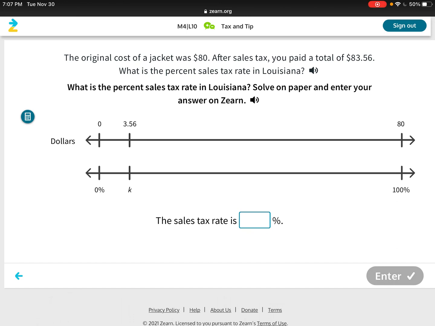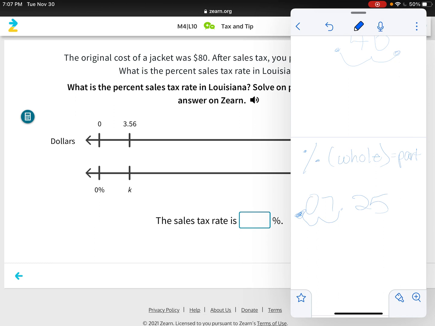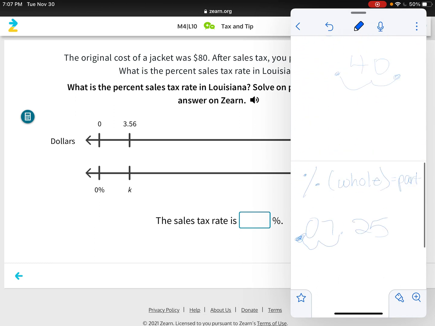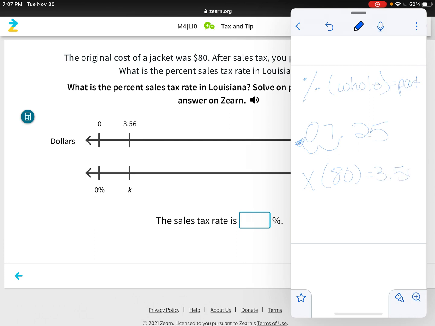Okay, so for this one, they're going to make us do this whole equation without filling in any of the other steps. So if you look, that same equation we're using, percent times whole equals part, well, we do not have the percent. We know the whole amount was 80, and we know part of it was 3.56. So now instead of doing x times 80, or whatever, I guess they want us to use k. So k times 80, we're actually going to divide 3.56 by 80.